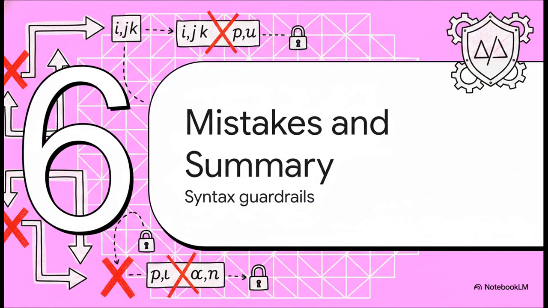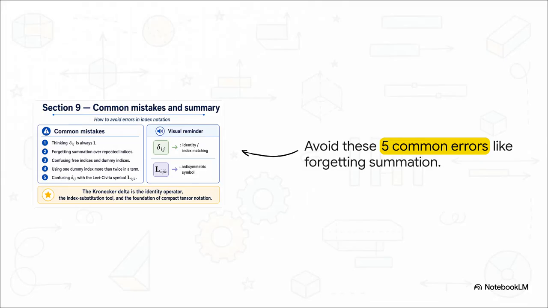Almost done. Section 6, Common Mistakes and Summary, Guardrails for Index Notation. Before you go off and start simplifying complex derivations on your own, we need to put up some guardrails. Let's review the 5 most common errors students make. Number 1, thinking delta sub ij is always 1. Remember, it's a matching game. It's 0 when the indices don't match.